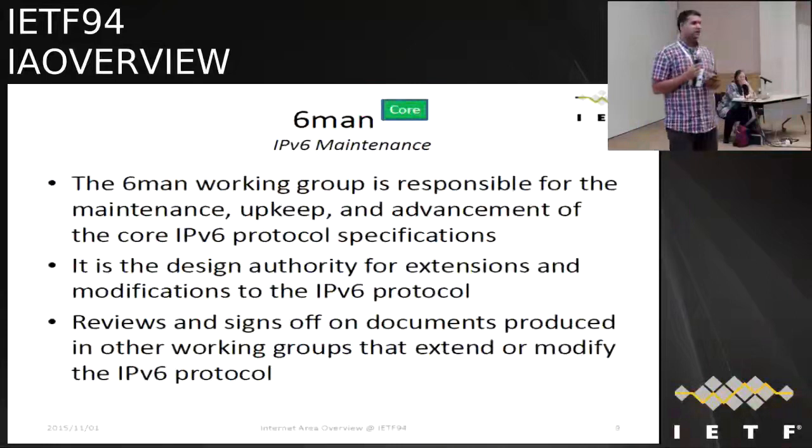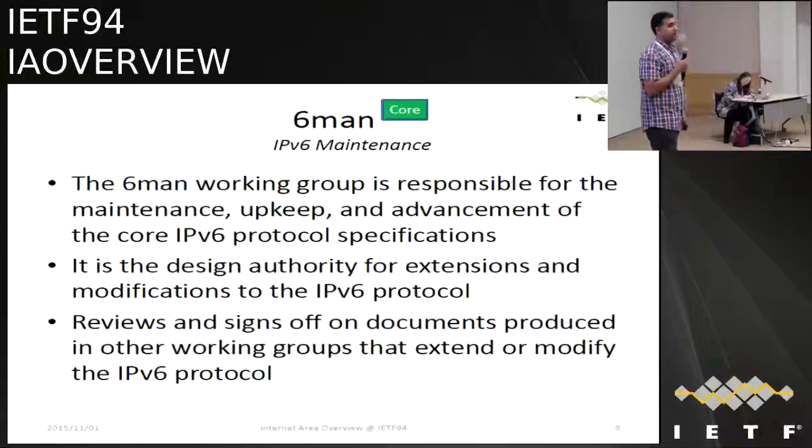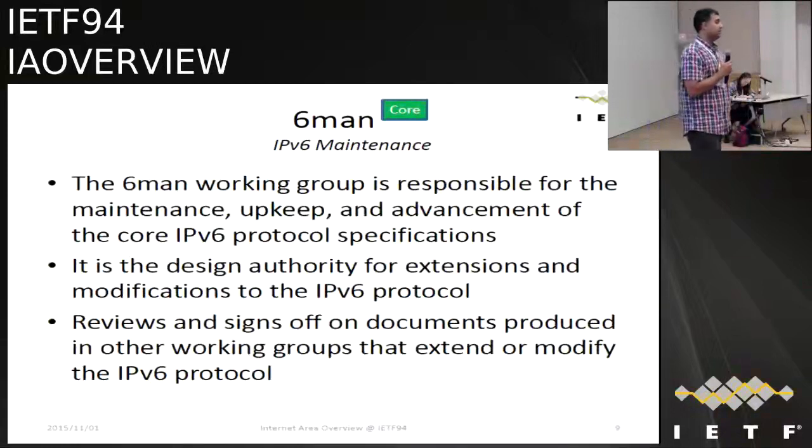So 6man is the maintenance working group for IPv6. We had an IPv6 working group for the longest time, and at some point we wanted to signal to the industry that IPv6 is ready to go. We don't want to keep working on enhancements all the time. So we said, okay, IPv6 is ready for deployment, and 6man is the maintenance working group for IPv6.